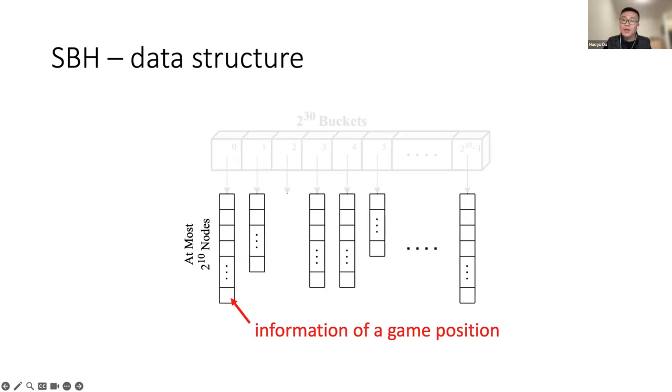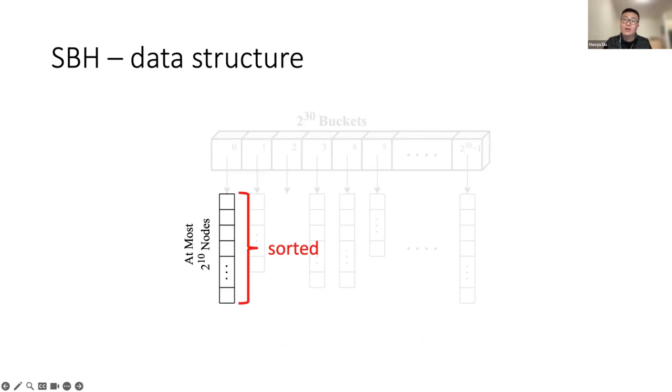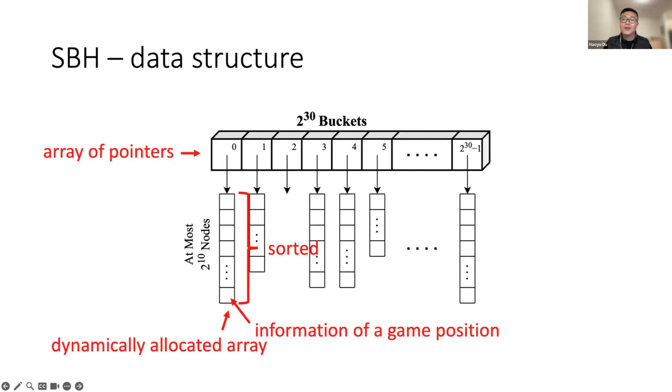An element inside a bucket stores some information about a game position. And elements in all buckets are somehow sorted. So here's another question to ask. They're sorted according to what? I will come back to this later. So here's an overview of the data structure. To put everything together, I will just quickly go through it one more time. Here we have an array of pointers. Each pointer points to a dynamically allocated array. The elements in the array store some information about game positions, and those elements are somehow sorted.